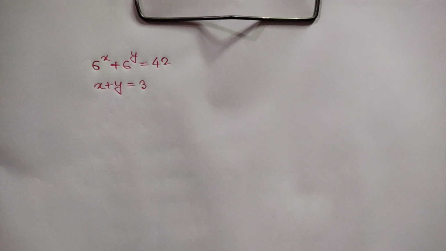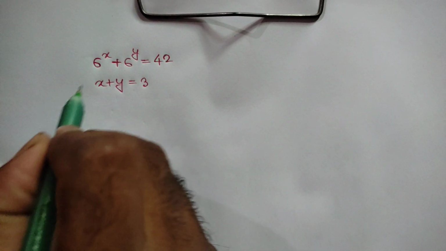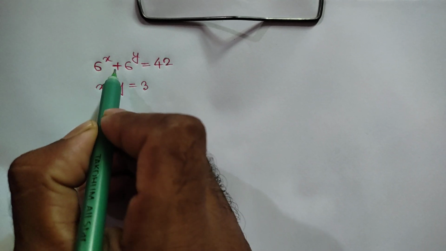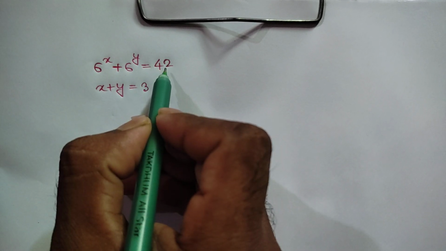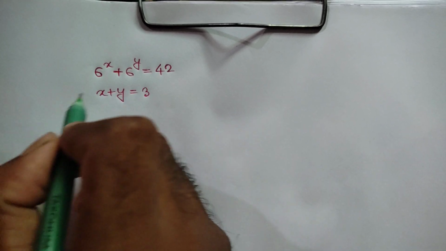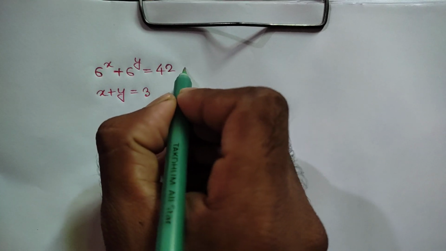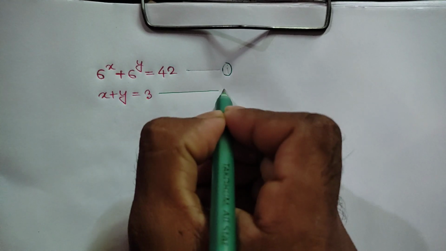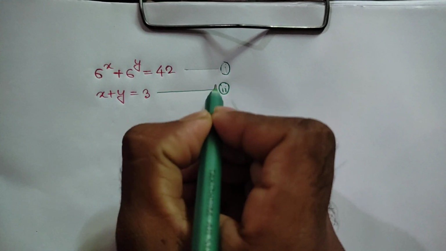Hi everyone, in this video I am going to show how to find the value of x and y where 6 to the power x plus 6 to the power y is equal to 42 and x plus y is equal to 3. Let's call it equation number 1 and this equation number 2.